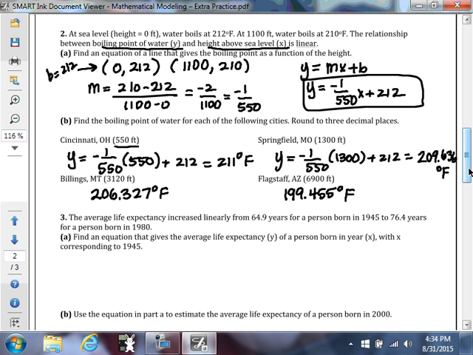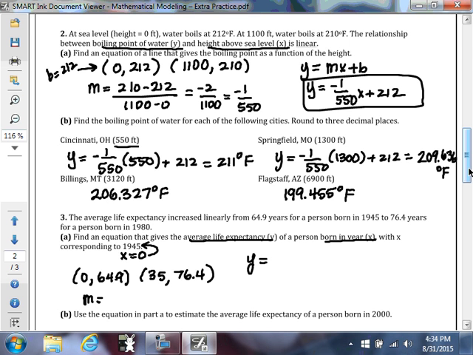All right, so it's the same idea for number 3. Again, I tell you the average life expectancy is y and the year is x. And x should correspond to 1945. So 1945 is going to be like our x equals 0. So I'm going to have 0, comma 64.9, and I'm going to have how many years after is 1980, so it'd be 35 years after is 76.4. And again, I come up with the equation. So I get m. So I have 76.4 minus 64.9 over 35 minus 0.